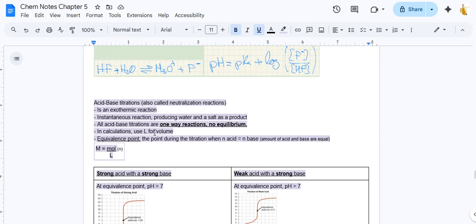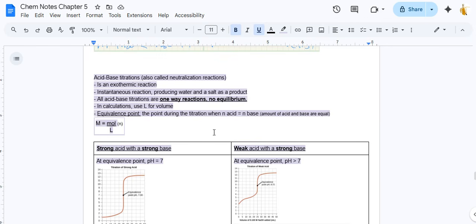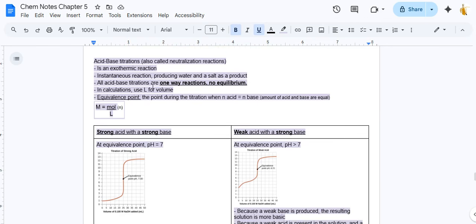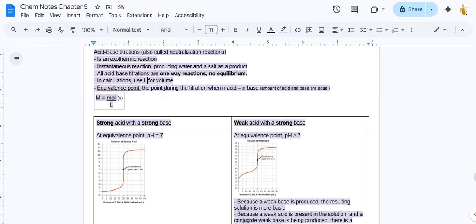And remember that in any acid-base titration, use liters for volume when you do the calculations. So if you are given a volume in milliliters, convert that to liters.